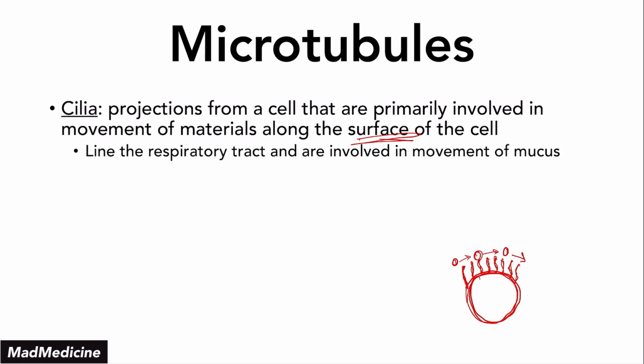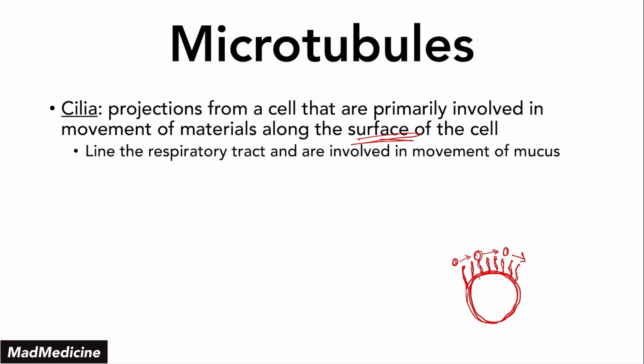All right? And then you have flagella. Let's talk about cilia in a second. We'll go to flagella in a second. But they line the respiratory tract, and the important reason why they line the respiratory tract is because they're involved in the movement of mucus. And this is kind of important, and I'm going to give you a little bit more understanding.